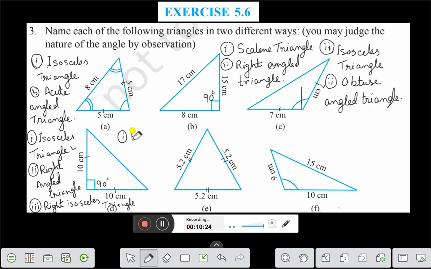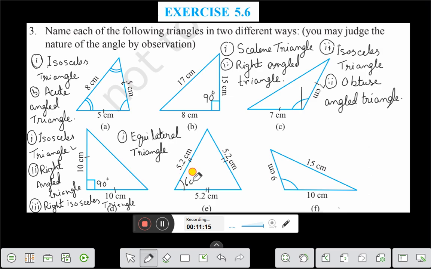It is known as equilateral triangle. And also, you see, it is known as equilateral triangle. And also, you see that all the angles are also same here.